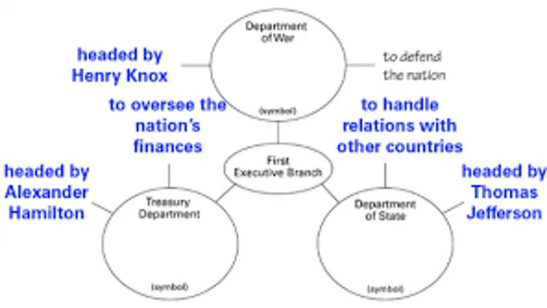Congress eventually approved three departments. The Department of State was set up to handle relations with other countries. The Department of War was established to defend the nation. The Treasury Department was set up to oversee the nation's finances. Congress also created an attorney general to serve as the president's legal advisor and a postmaster general to head the postal system.